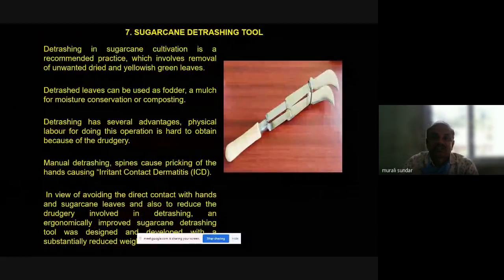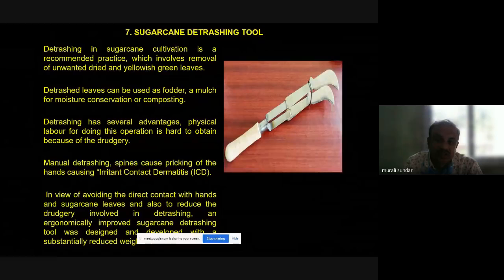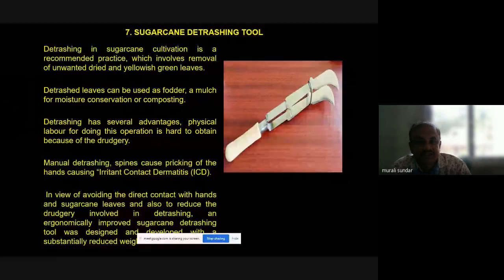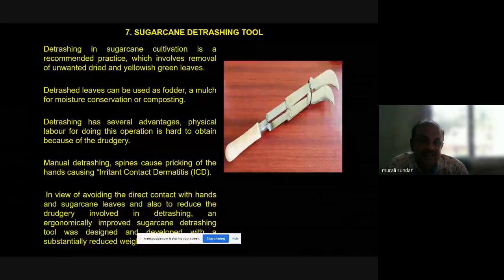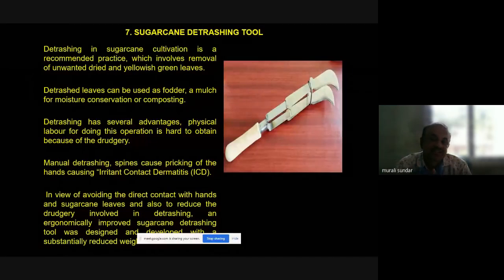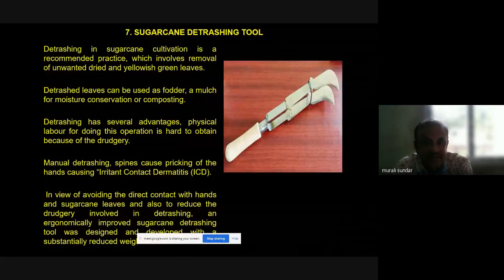Next one is the sugarcane dethrashing tool. This also we have developed to reduce the drudgery of sugarcane farmers working in the field, because dethrashing is a recommended practice in sugarcane cultivation, which involves removal of unwanted dried and yellowish green leaves. Otherwise, the older leaves will consume a lot of nutrients available in the plant, so the growth will definitely be less than in dethrashed plants.